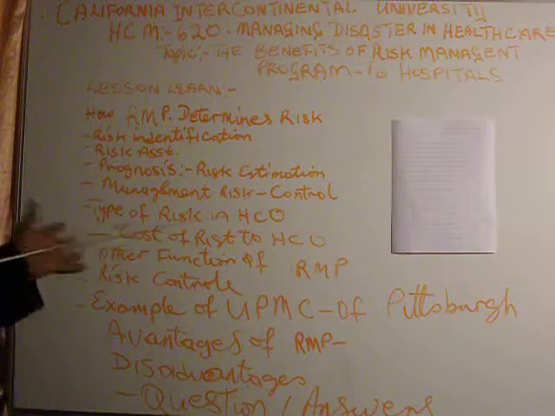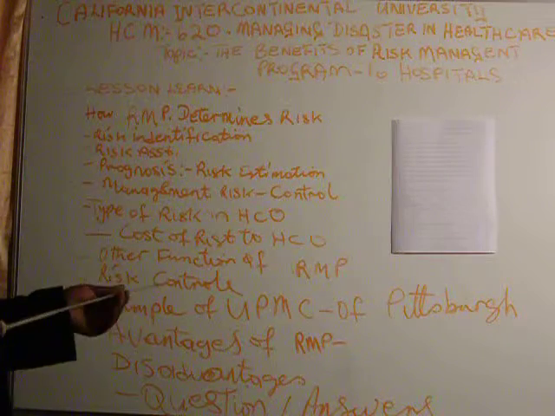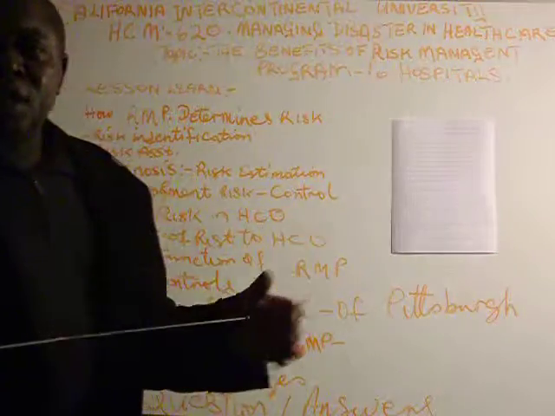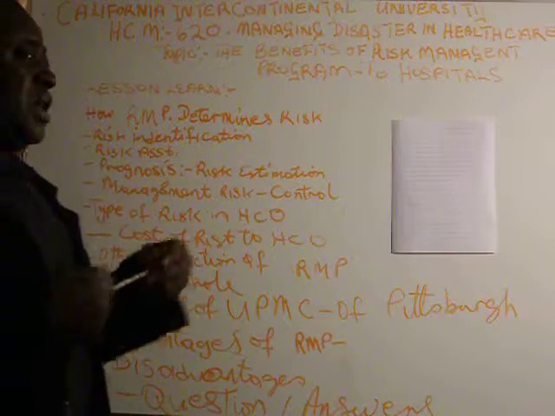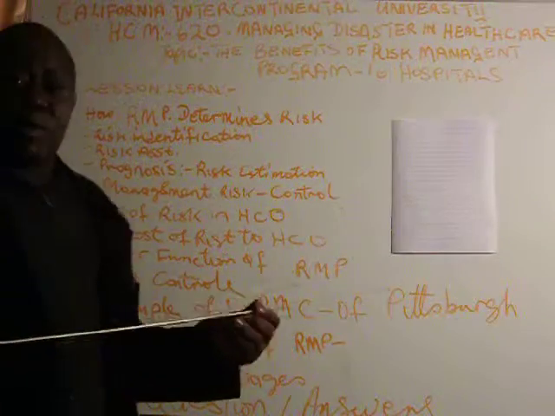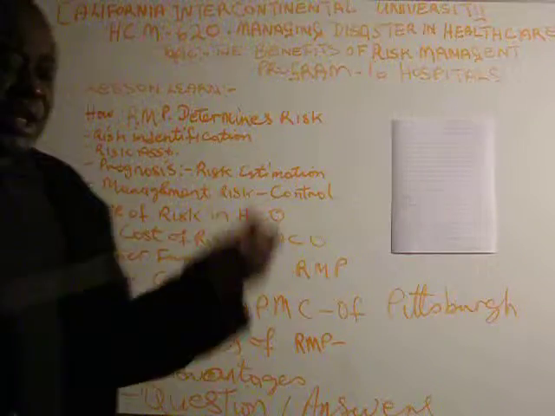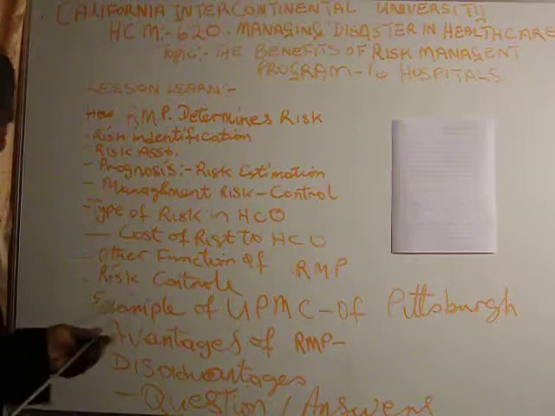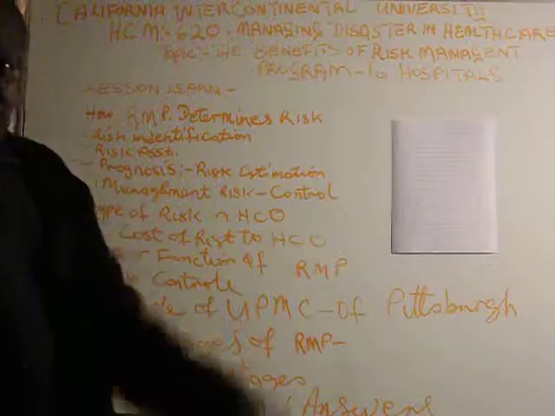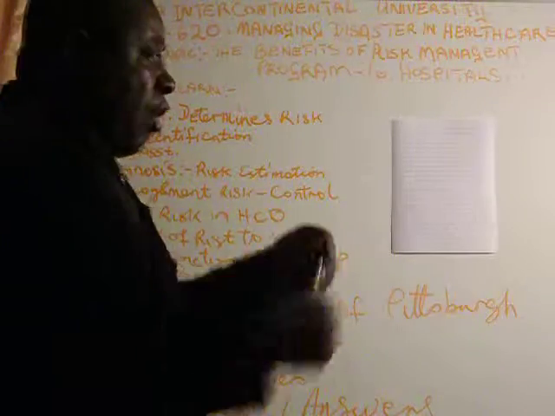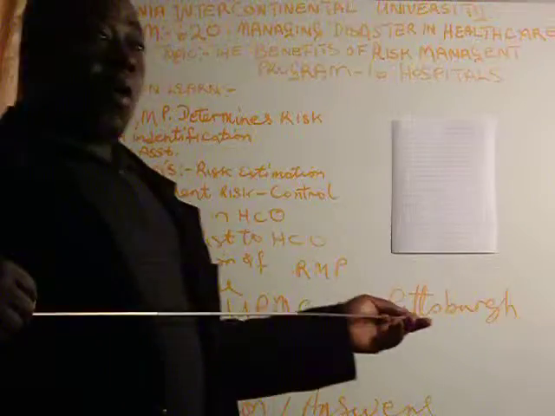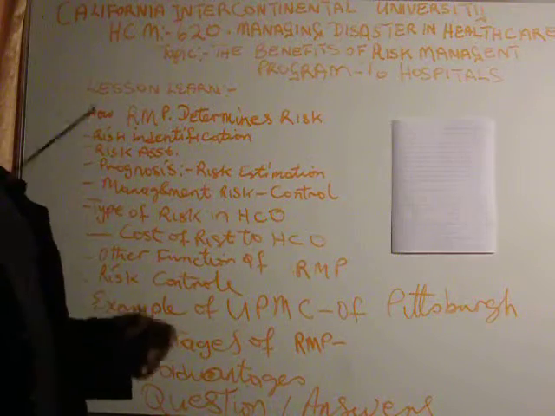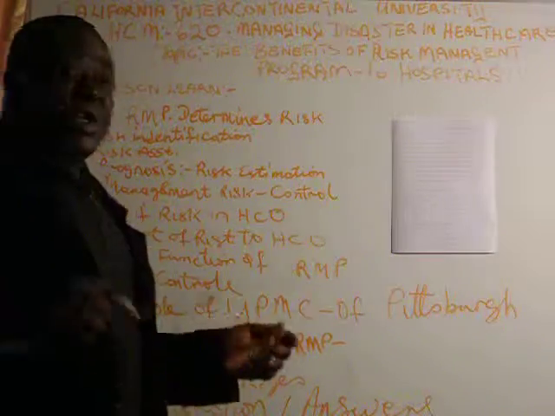Now, other functions of the risk manager or risk management program is to coordinate the activities or reports regarding risk with the human resource department and other legal departments. For example, the risk manager gets the reports of risk or near risk. He submits them to the human resource department and they come up with ideas on how they can reduce the risk.